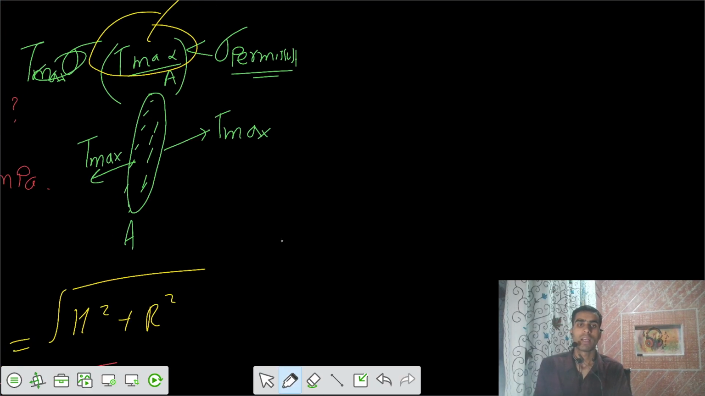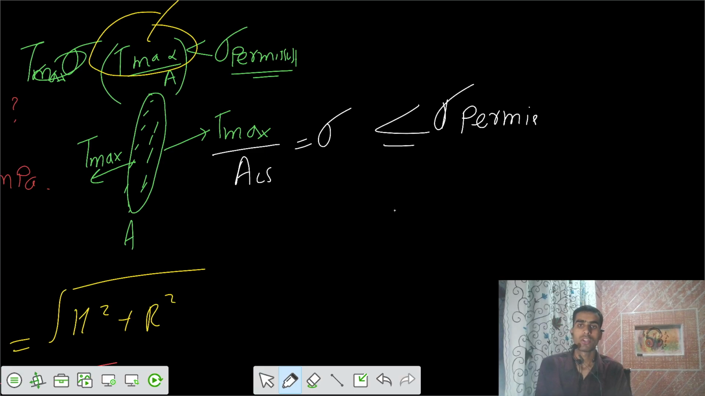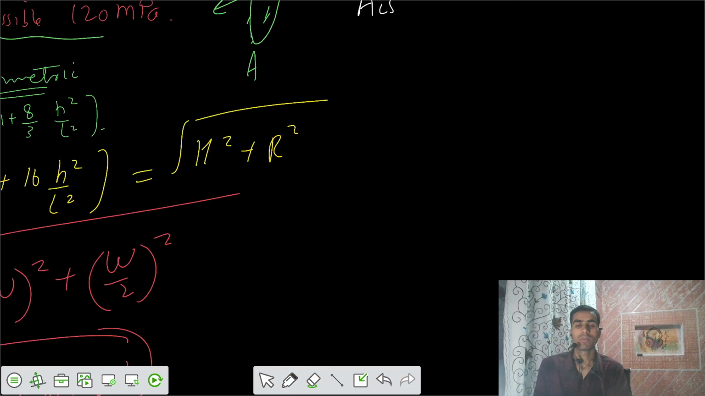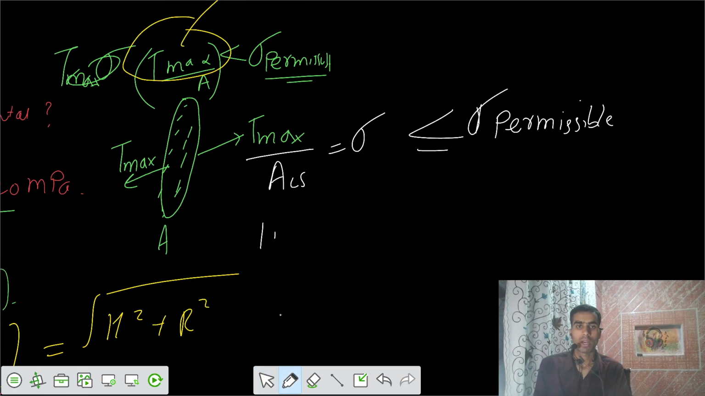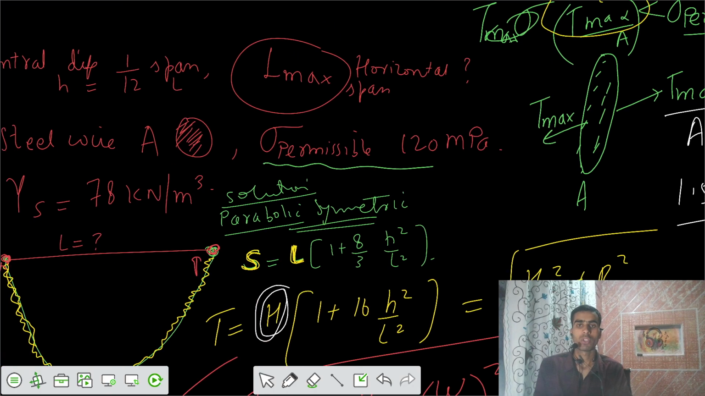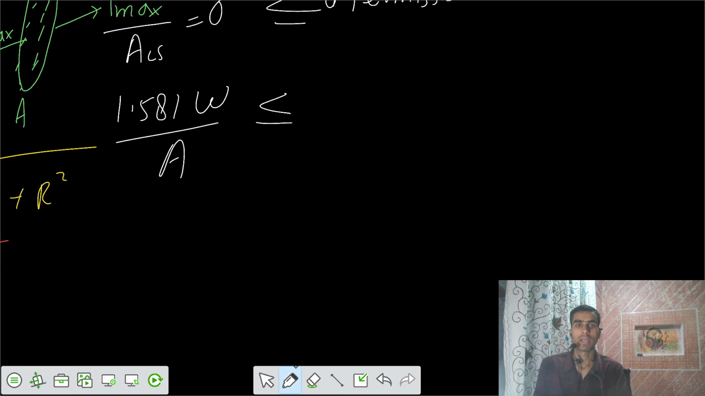So I would say that T max by A cross-section is some stress, and this should be less than or equal to sigma permissible, the permissible stress. T max was equal to 1.581 W, so 1.581 W divided by A should be less than or equal to sigma permissible, 120 megapascal. This is our equation that we derived.